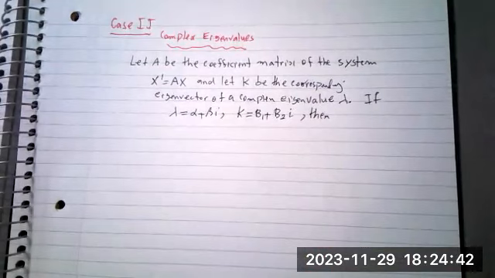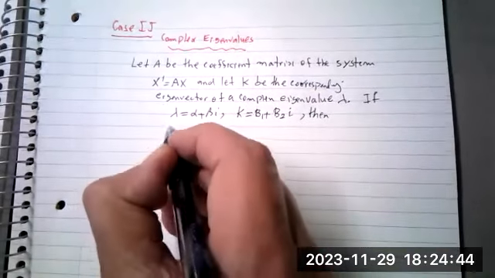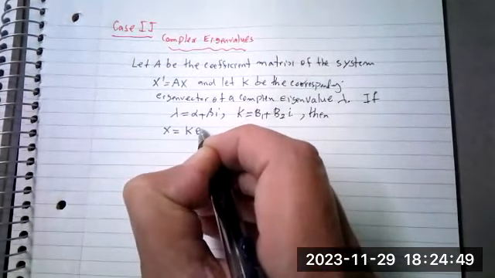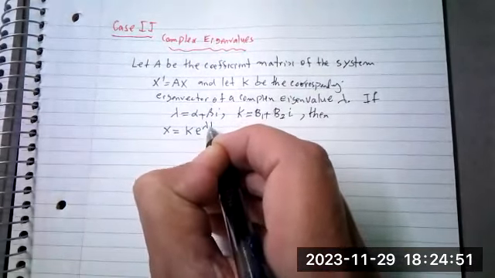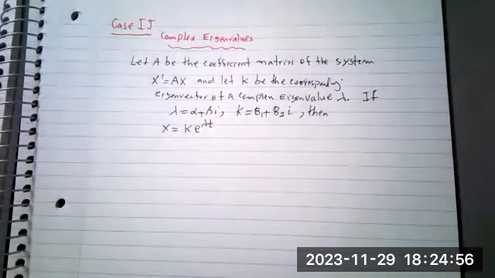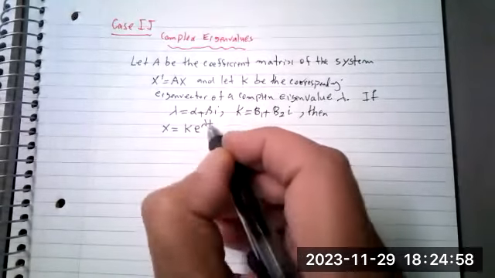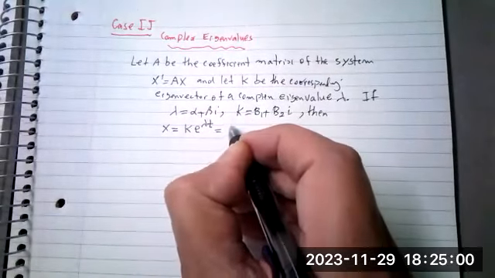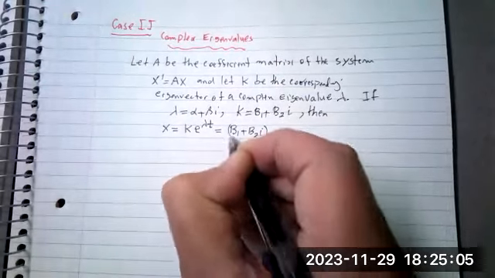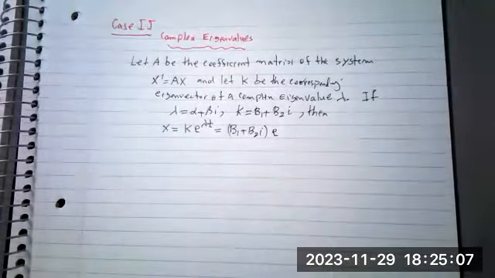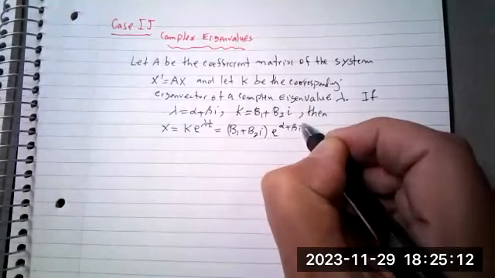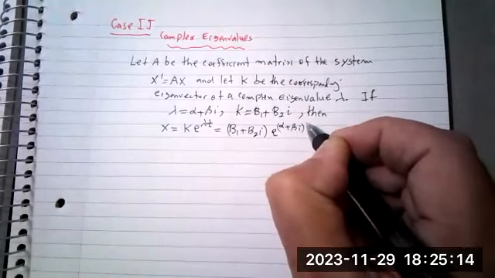Then let's check one of the solutions as we did before. Remember what was the format of the solution? It is K times e to the lambda t. Let's check this one in the complex form to see what the result is. Substitute. So your K is B1 plus B2 i times e to the lambda t, alpha plus beta i times t.